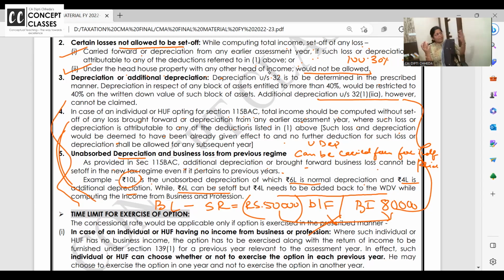Normally, in business income you can set off business loss, but not scientific research, because scientific research is not allowed as a deduction. So they said, if any loss or depreciation is attributable to something which is not allowed, then no further deduction shall be allowed for any subsequent year. Is the example now clear? This is for other losses and this is for depreciation.